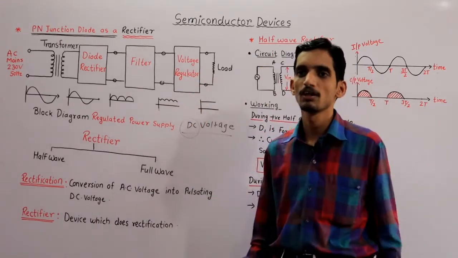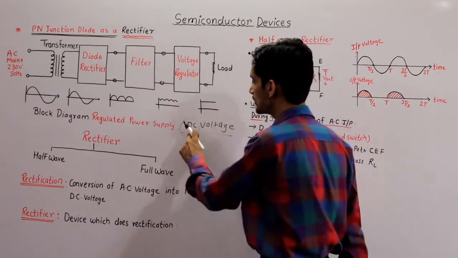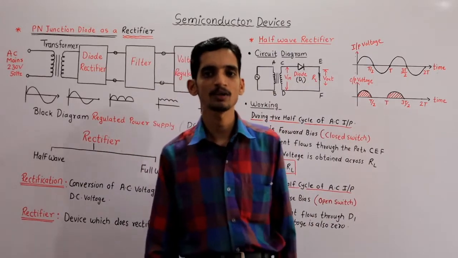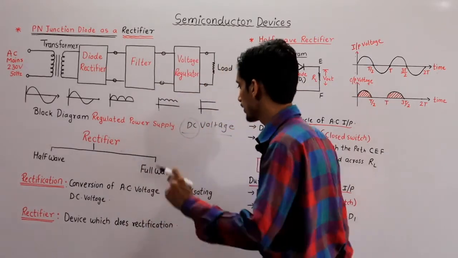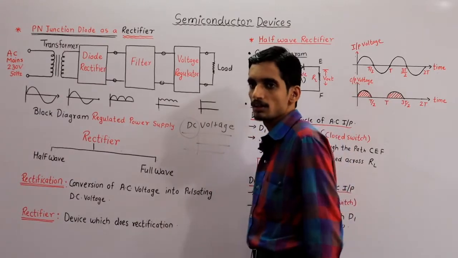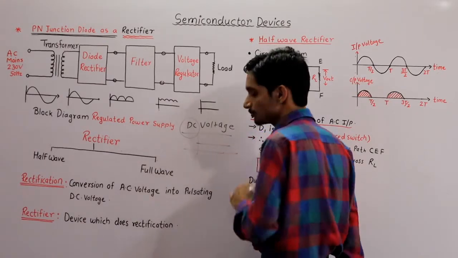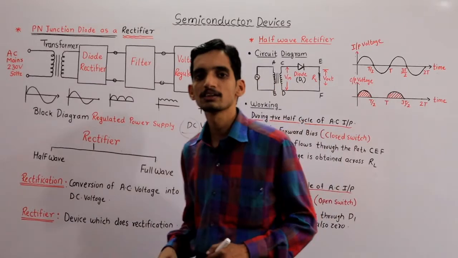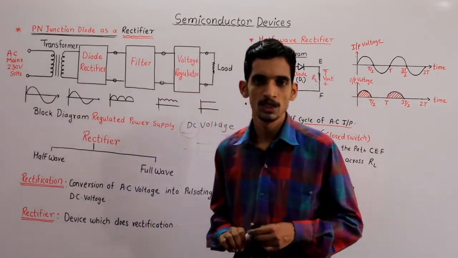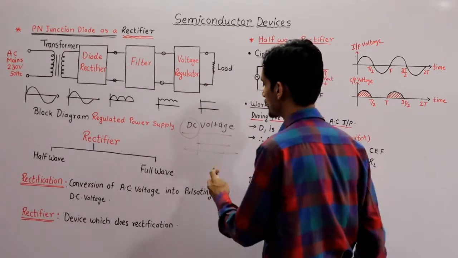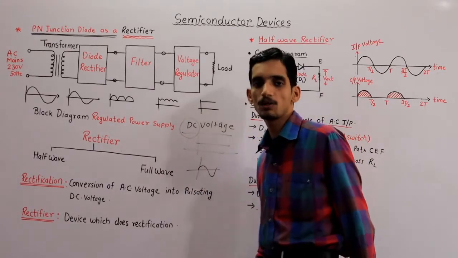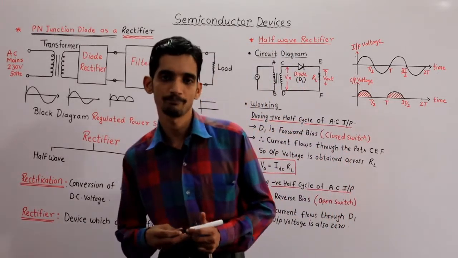in your mind. What is meant by DC? DC means direct current, and AC means alternating current. So, the current which does not change its direction for all time is called DC current or direct current, and the current which continuously changes its direction is called AC current.